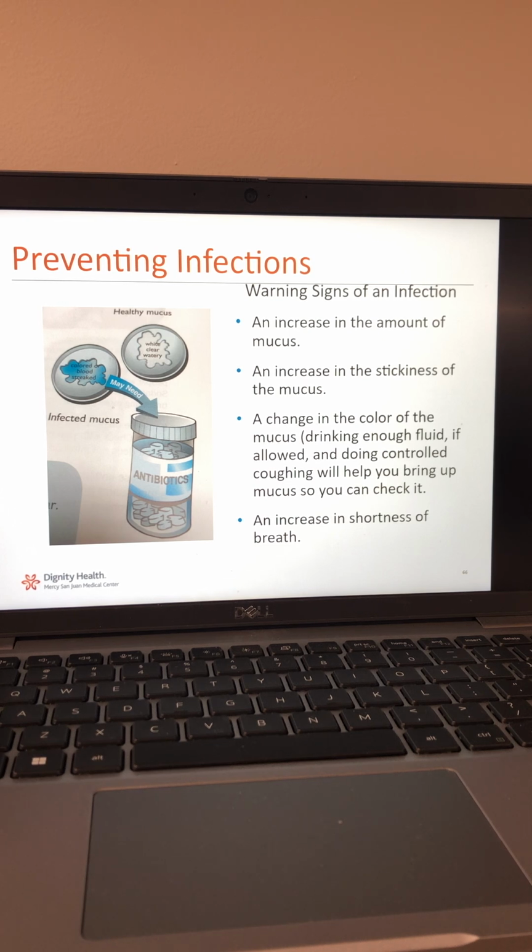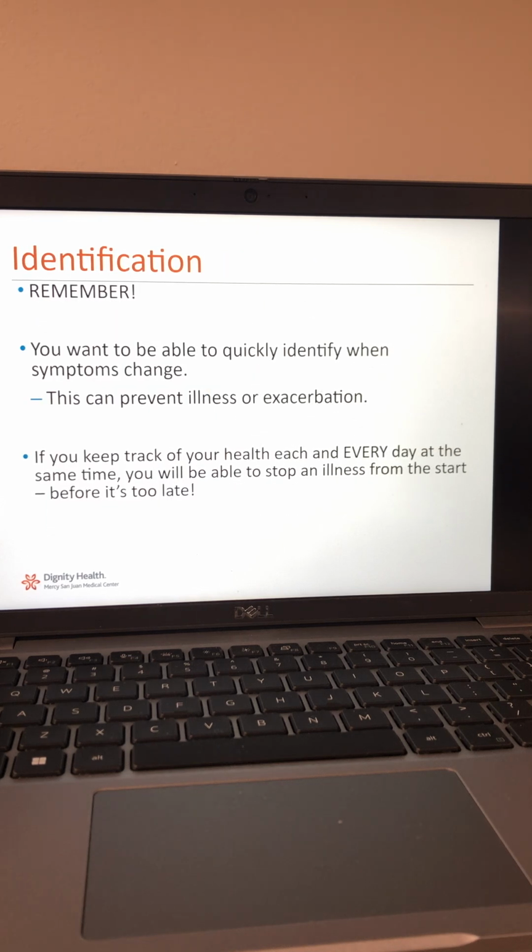So how do you know if an infection is occurring? You have an increase in the amount of mucus. You have an increase in the stickiness of the mucus. You have a change in the color of the mucus. Drinking enough fluid, if allowed, and doing controlled coughing will help you bring up mucus so you can check it. You may have an increase in shortness of breath. Remember, you want to be able to quickly identify when symptoms change. This can prevent illness or an exacerbation, which is a fancy word for a flare-up. If you keep track of your health each and every day at the same time, you'll be able to stop an illness from the start before it's too late.